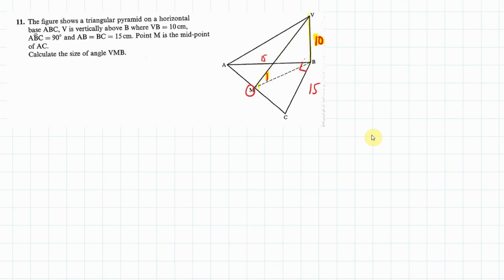Now, I'm going to first of all find AC. Now, AC is my hypotenuse of triangle ABC, right?